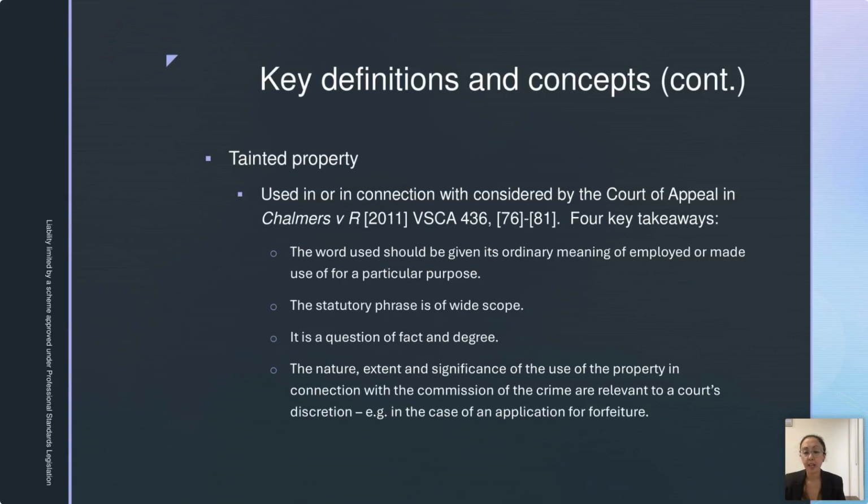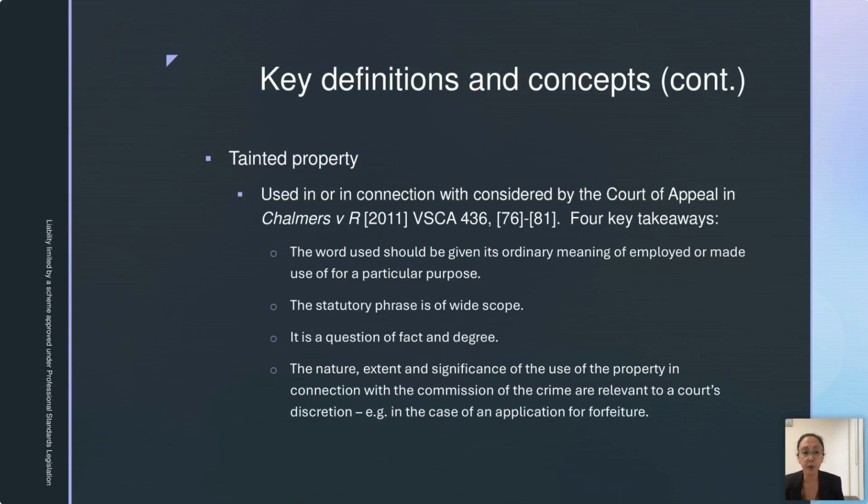So just consider that in the concept of a cannabis crop house where all of the accoutrements of the offending are there, but there's no crop there. But it looks like there is a crop that has been there of a commercial quantity. Potentially it could fall within the definition of was used in connection with an offence.